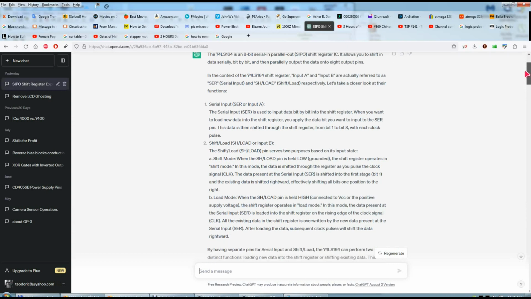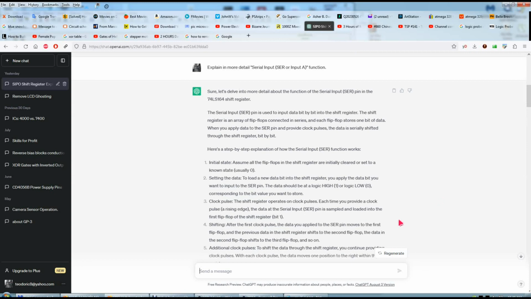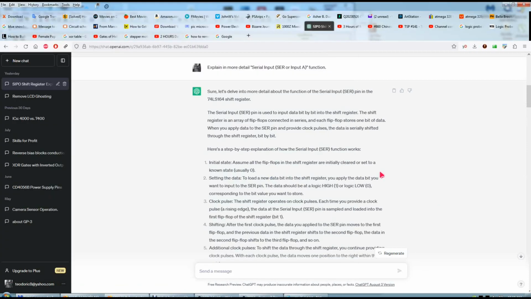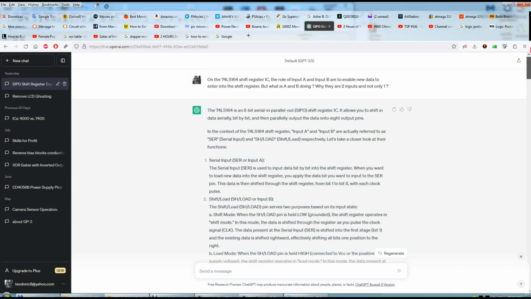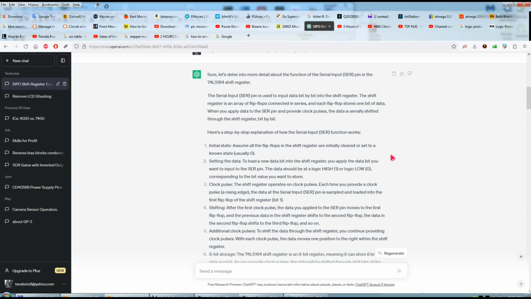But trust me. So the bottom line, I will scroll down like this very easily. It's not that much. I was asking about these two pins. What do input A and input B represent on this 74164? I believe this is it. Correct, 74164. Okay, good. So I will scroll down like this and show you its answers.